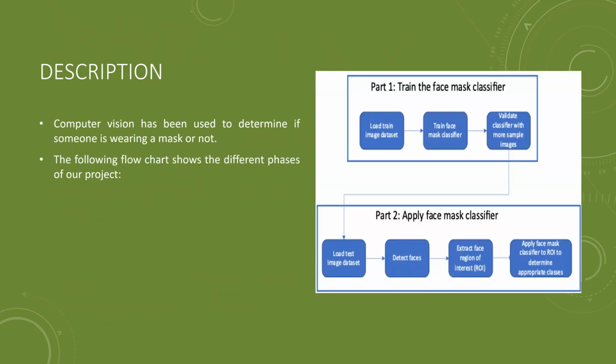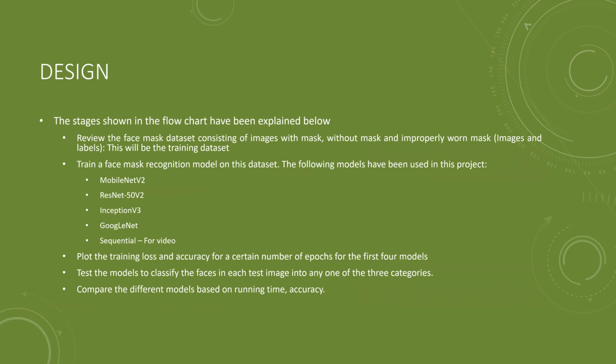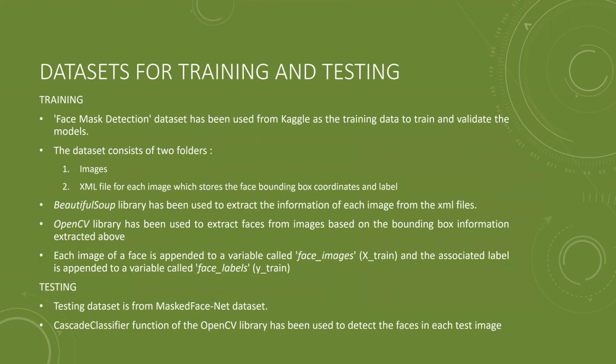The first step of the project was to load the training data set. Then we trained our mask classifier models on the training data set, and then we tested this model on the test data set. For this project, we have used 5 different models. The last one is for video. We have generated plots of loss and accuracy for each model, and then we have compared the models based on the running time and accuracy.